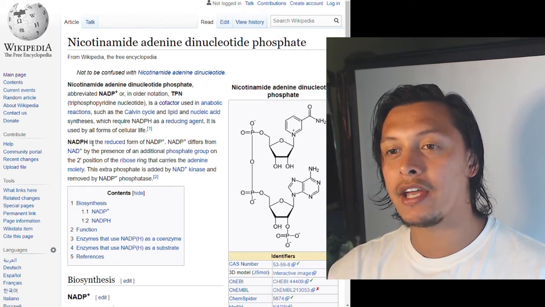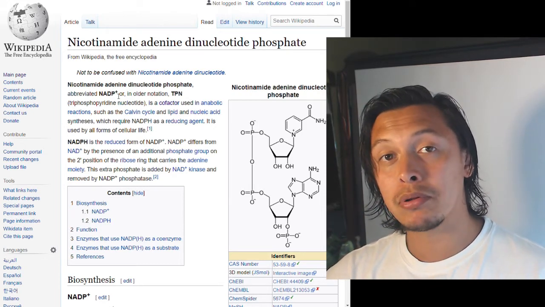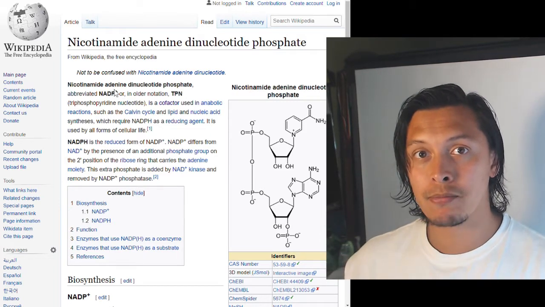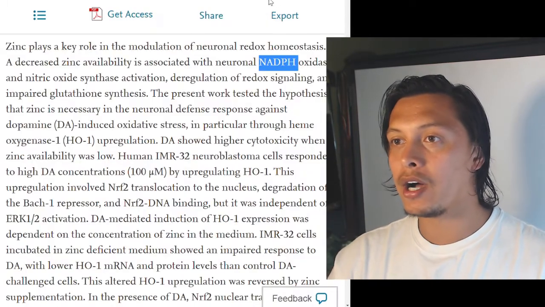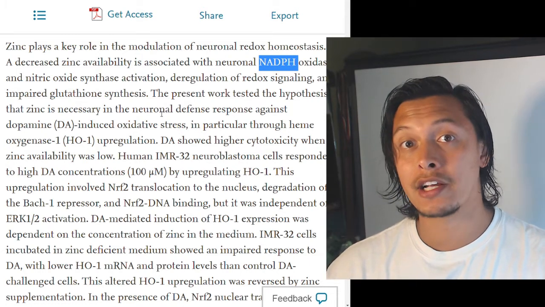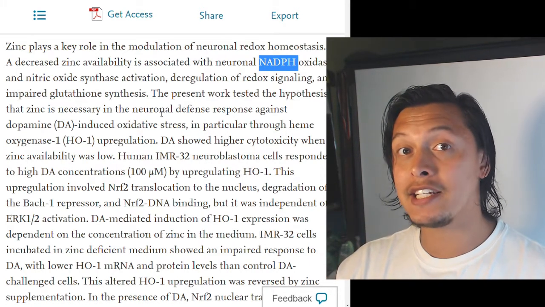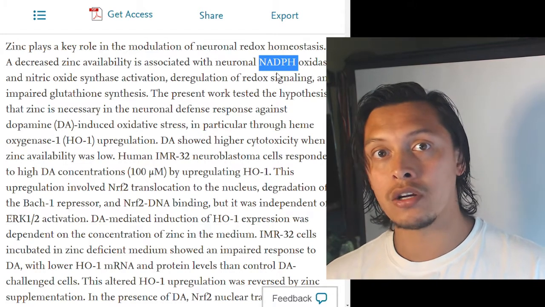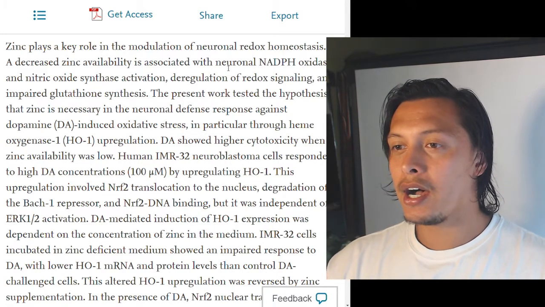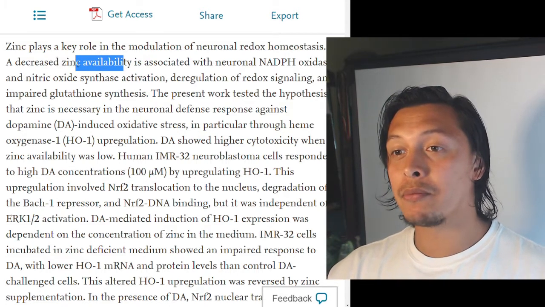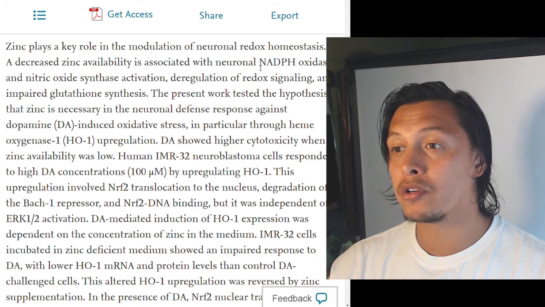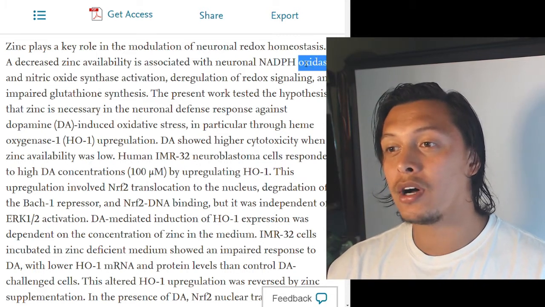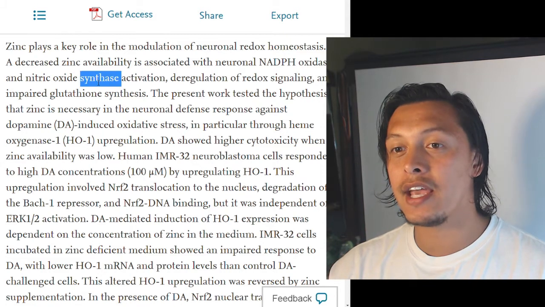And so you can have a balancing act between NADP plus and NADPH, which just know that those are being used to transport electrons and hydrogens around. So think of it as a hydrogen currency or an electron currency within the cell. Similar to how ATP is an energy currency, NADPH and NAD+, those are electron currencies within the cell. Anyways, a decrease in zinc availability is associated with neuronal NADPH oxidase and nitric oxide synthase activation. So this will activate the oxidase and the NO synthase.